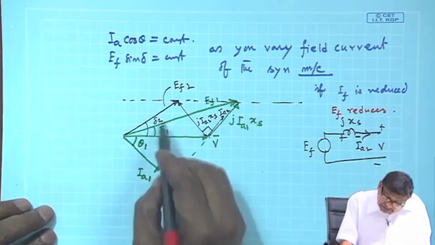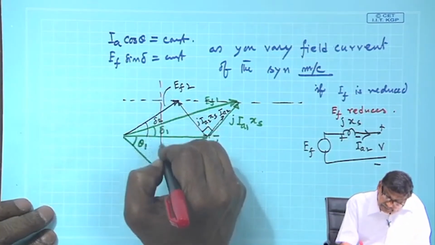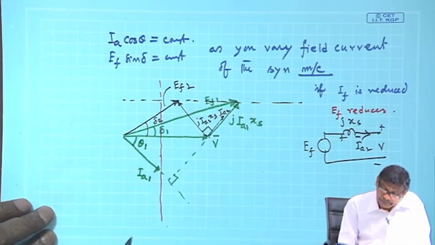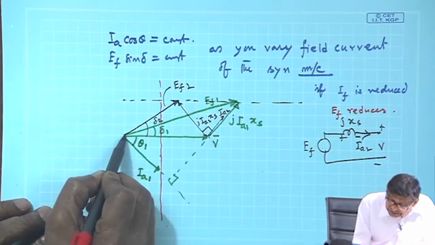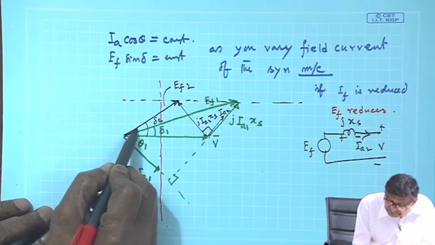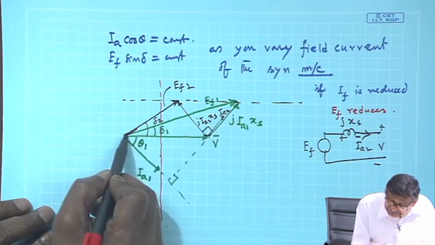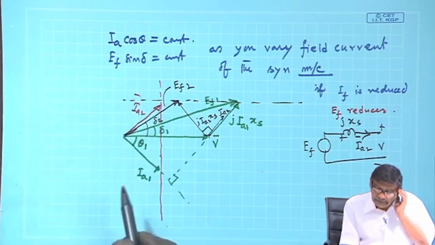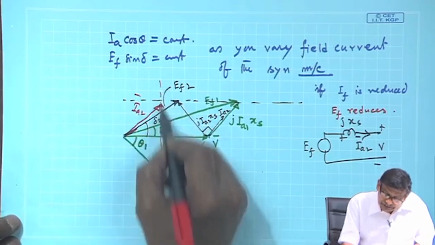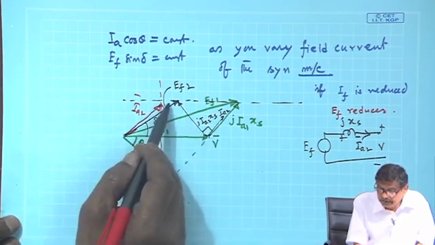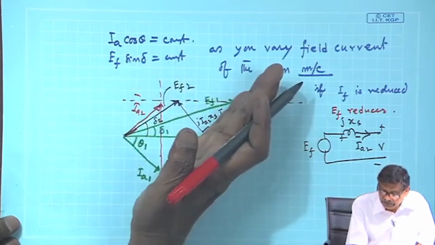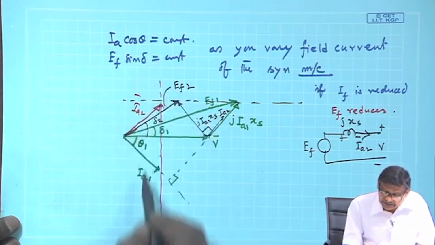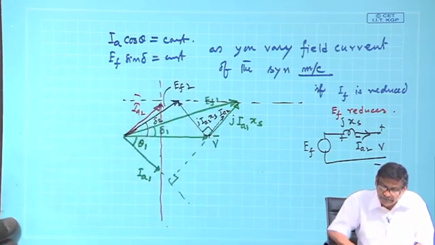This is the voltage across the inductance, 90 degrees leading I a2. Now, the direction of I a2 I have got, it is like this. So, I a2 must be here, parallel to this, something like this. But the tip of I a2 has to be on this line. So, you calculate j I a2 x s, then decide what is the direction of I a2, draw it, and this is the I a cos theta constant line. So, it will be here.